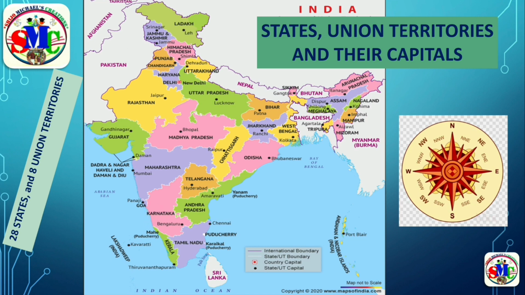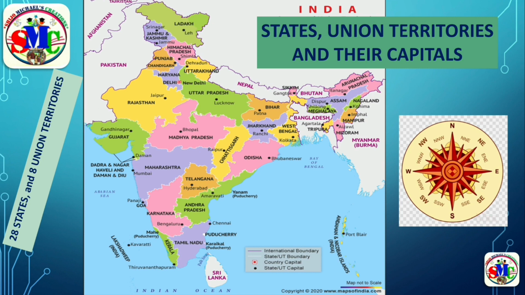The seventh state is Gujarat and its capital is Gandhinagar. The eighth state is Haryana and its capital is Chandigarh. Ninth state is Himachal Pradesh and its capital is Shimla. The 10th state is Jharkhand and its capital is Ranchi. The 11th state is Karnataka and its capital is Bangalore. Formerly it was known as Bangalore.